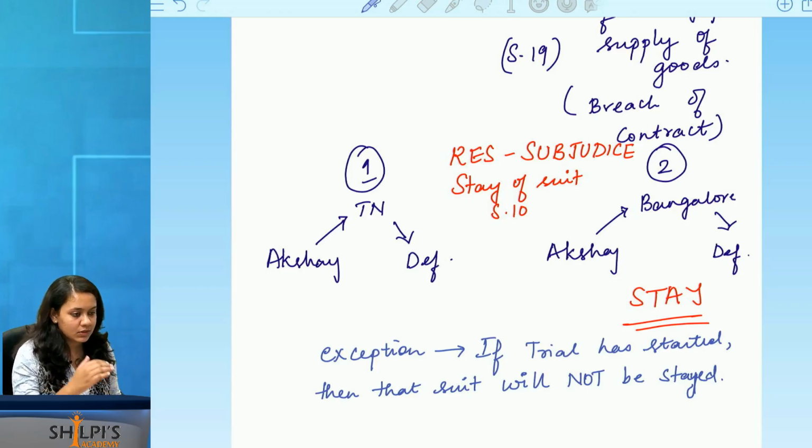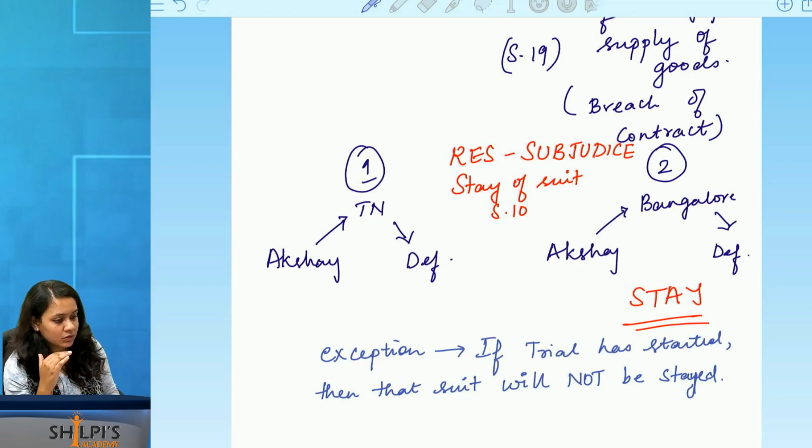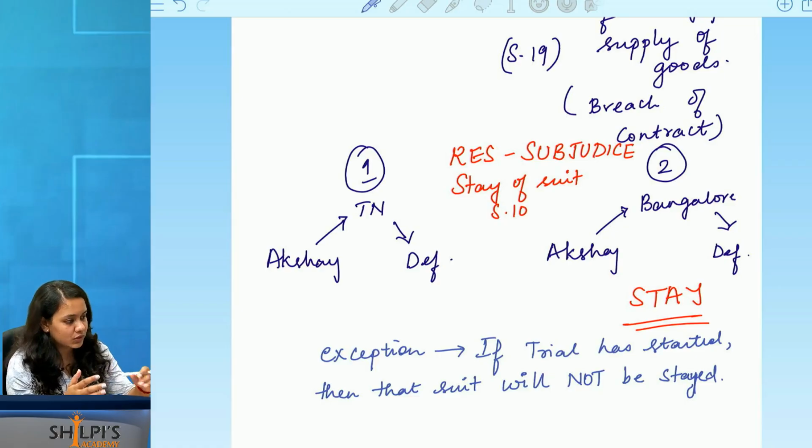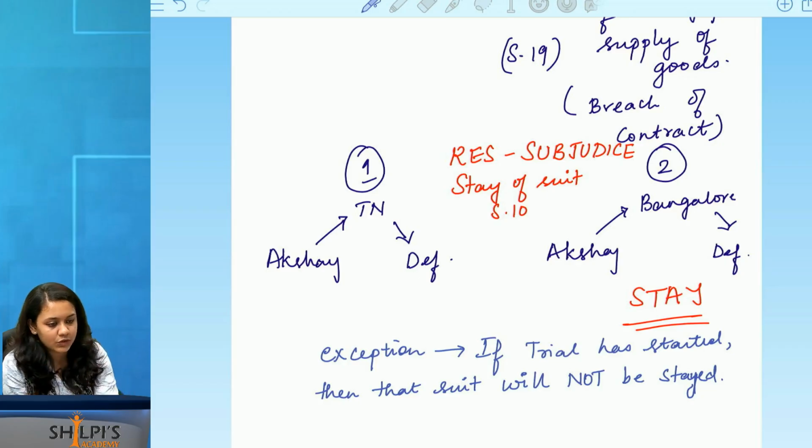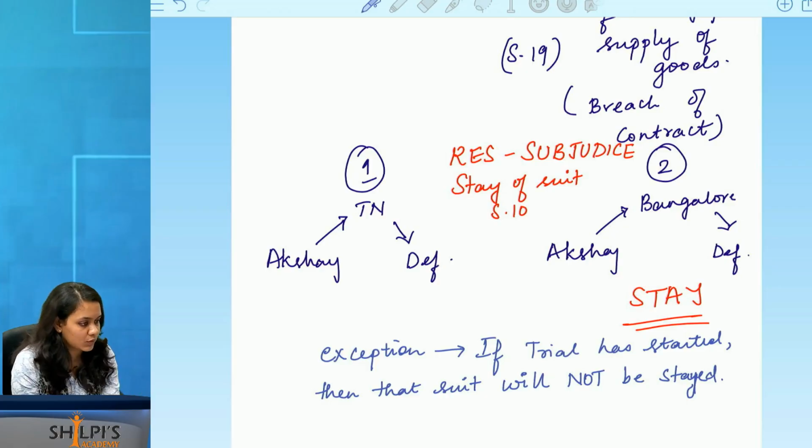So let's say the trial. What is the trial stage? Plaint submitted, written statement submitted, issues are formed, and then the trial starts. Now let's say in the second suit the trial started, but in the first suit it has not yet started. Now what they are saying is that whichever suit the trial has started, don't stay that suit, put a stay to the other suit, regardless of whether it is the former or the subsequent one.